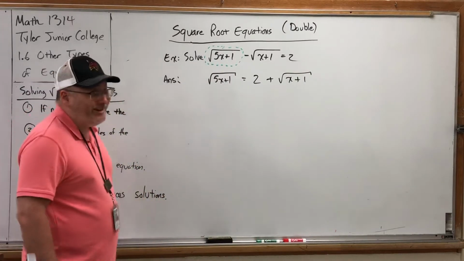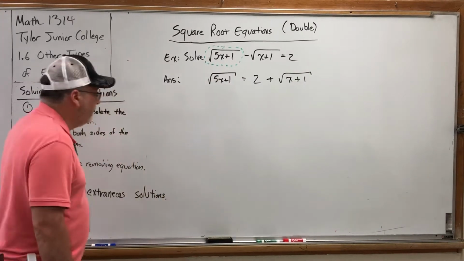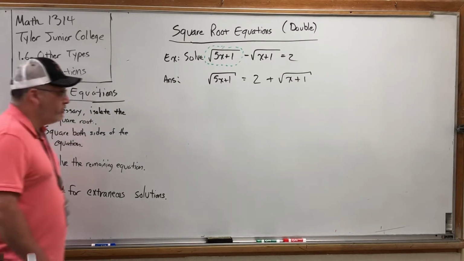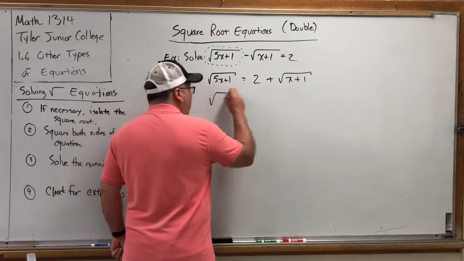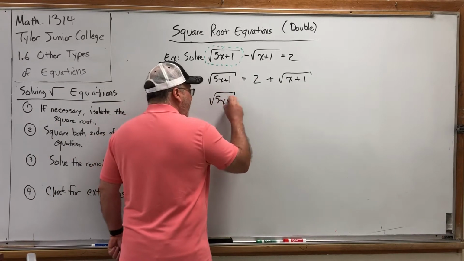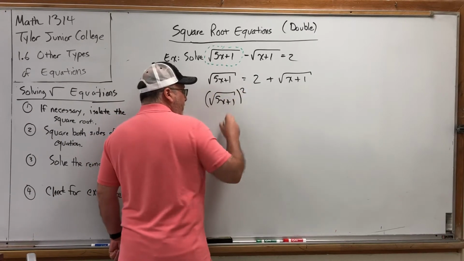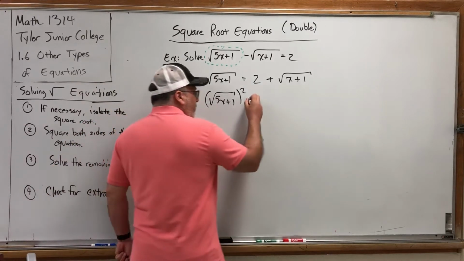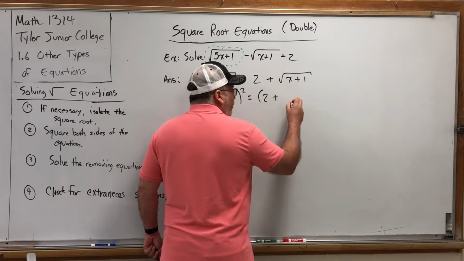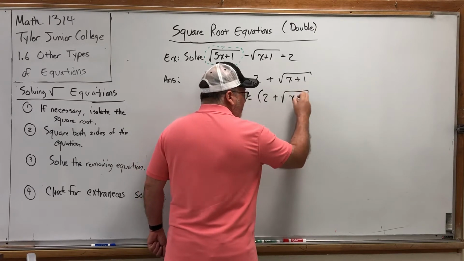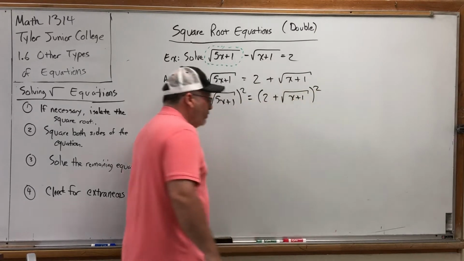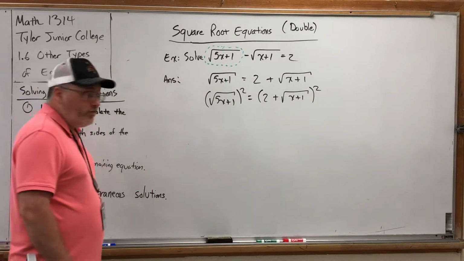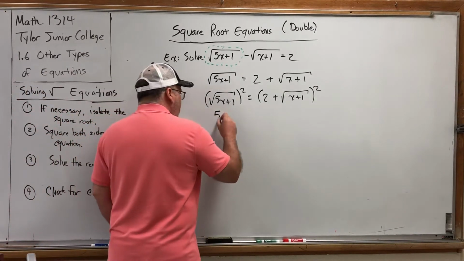Okay, so we've isolated one of the square roots, and our next move would be to square both sides of the equation. I know what's going to happen on the left. The isolated square root will lose its square root. But on the right side, I have to square the quantity 2 plus the square root of x plus 1. We'll deal with that in a moment. On the left, the square and the square root cancel, leaving us 5x plus 1.